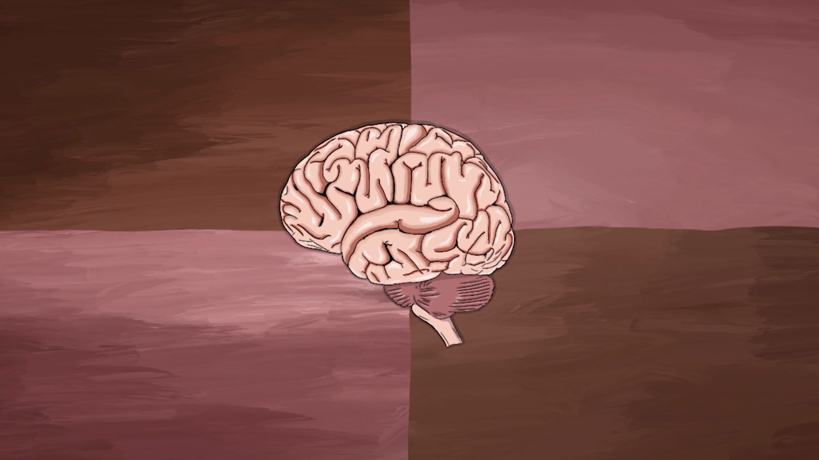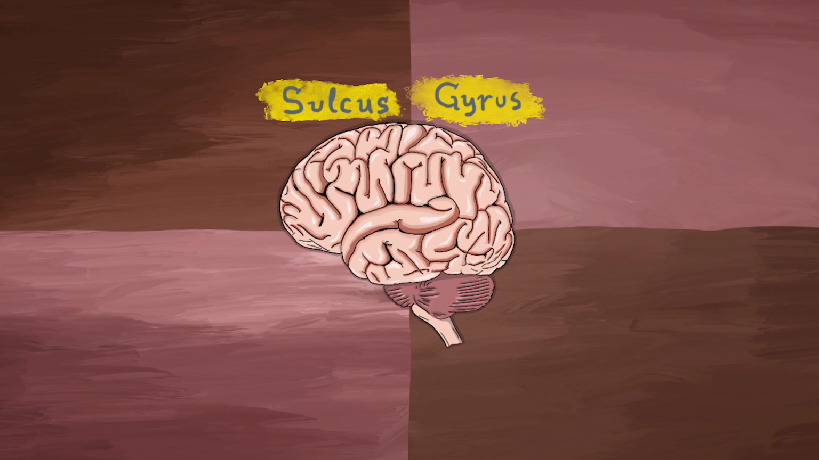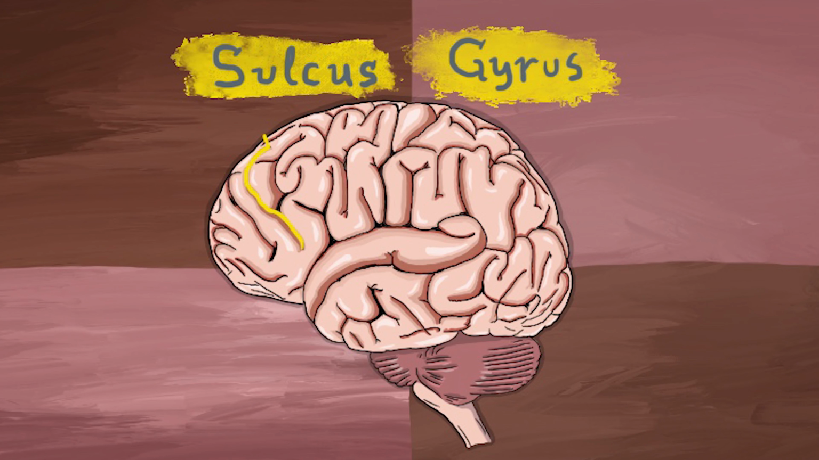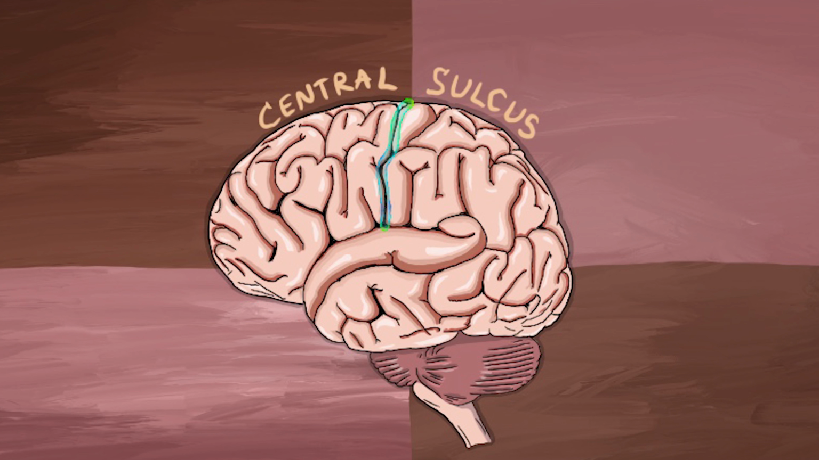First of all, we need to know what is a sulcus and a gyrus. The sulcus is a groove, and the gyrus is a bump. The plural form of the sulcus is sulci, and the plural form of gyrus is gyri. Central sulcus is this one, and it is the border between frontal and parietal lobes. There are two incredibly special gyri around here. We will get to this one later.